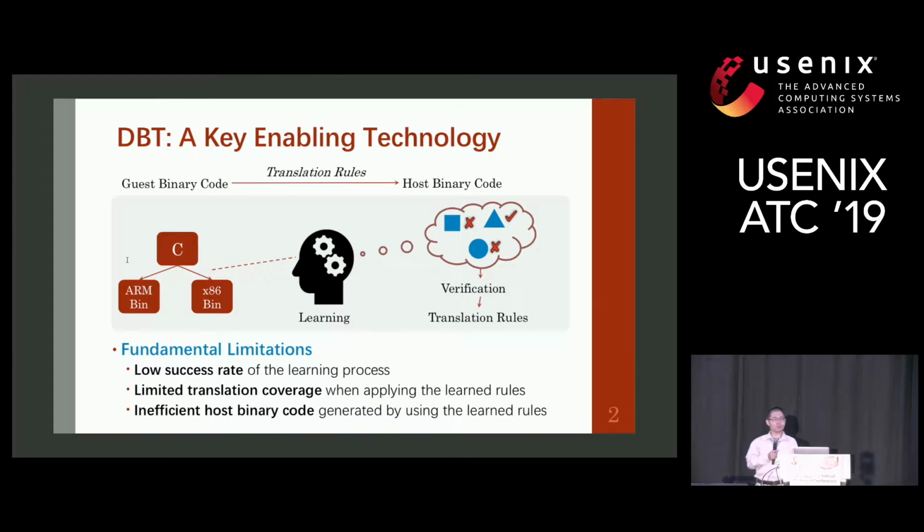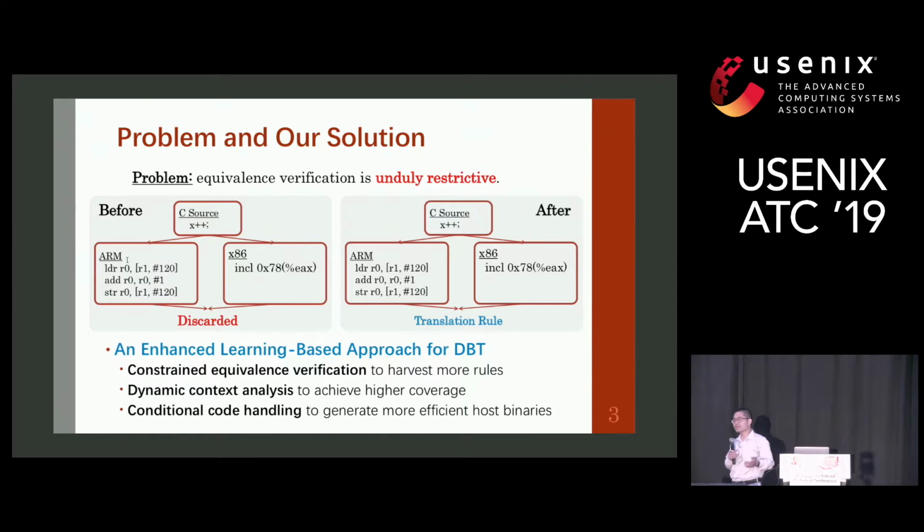So our previous work proposed to automatically learn binary translation rules. This is inspired by the observation that the binaries compiled from the same source code are semantically equivalent. Although this approach sounds attractive, it still has some limitations, such as low success rate, limited translation coverage, and inefficient binary code. After further investigation, we found the main problem comes from the strict equivalence verification during the learning process. This can cause many high-quality translation rules to be discarded.